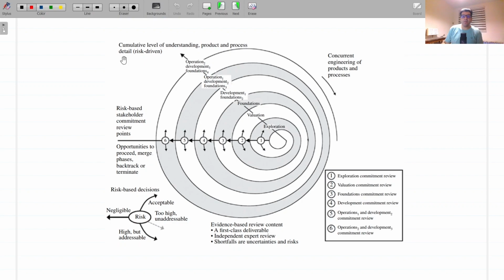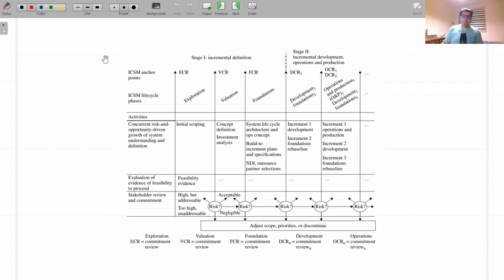or product line investments, where the stakeholders consider the risks and risk mitigation plans and decide on a course of action. If the risks are acceptable and covered by risk mitigation plans, well, the project proceeds into the next spiral. Below figure presents another view of the ICSM. The top row of activities indicates that a number of system specs are being concurrently engineered at an increasing level of understanding, definition, and development.